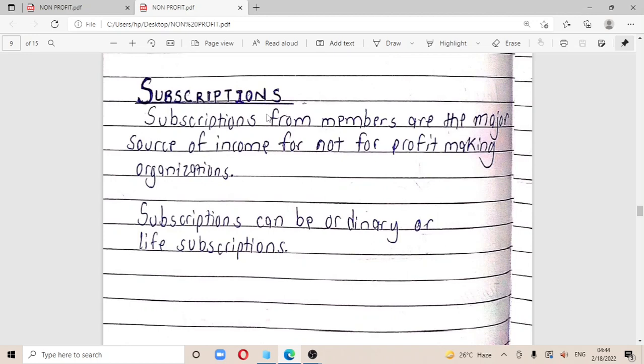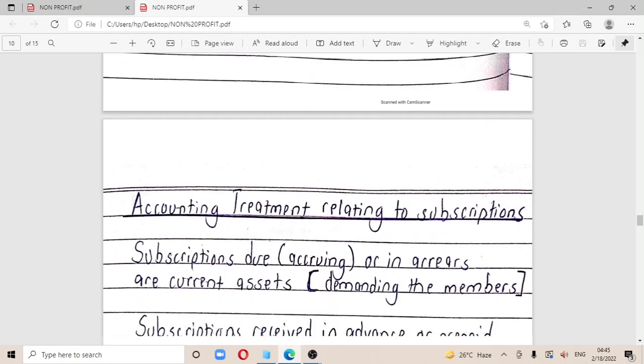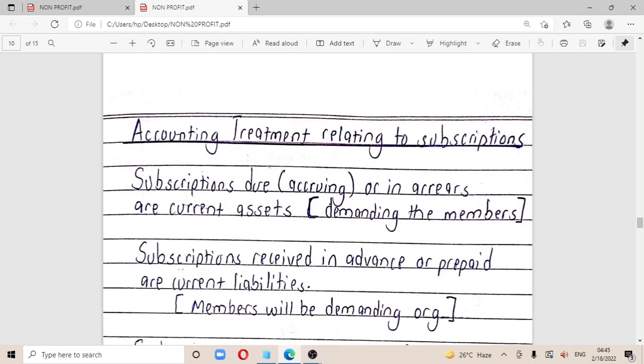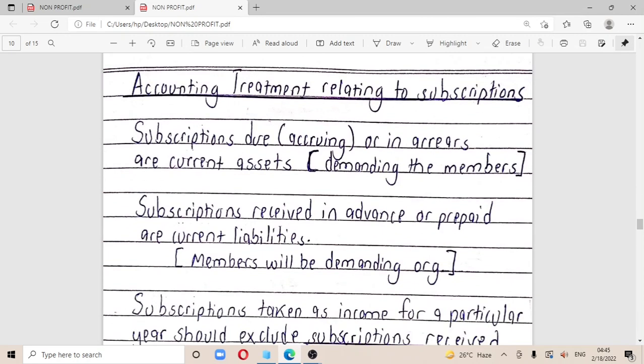So with subscriptions, what do they mean? Subscriptions from members are the major source of income for not-for-profit making organizations. Subscriptions here can be ordinary or life subscriptions. So let's go into the understanding of subscriptions. What is the accounting treatment relating to subscriptions? We have subscriptions due or in arrears. All these are current assets. You can call them subscriptions due or accruing or in arrears. They are current assets.